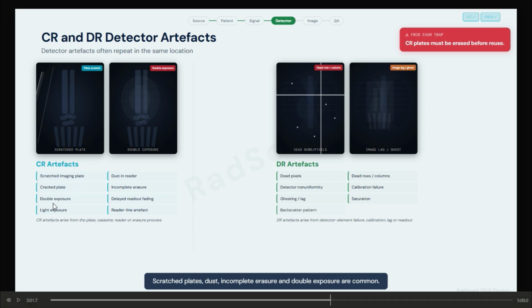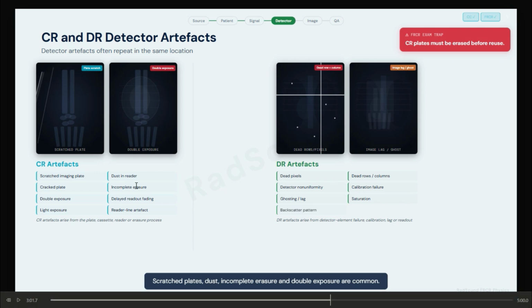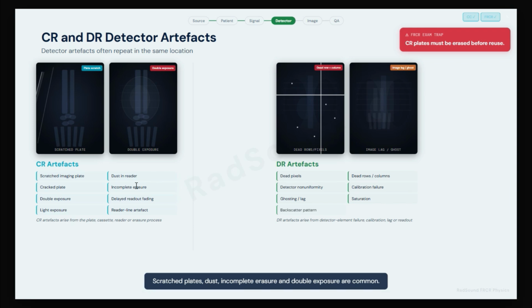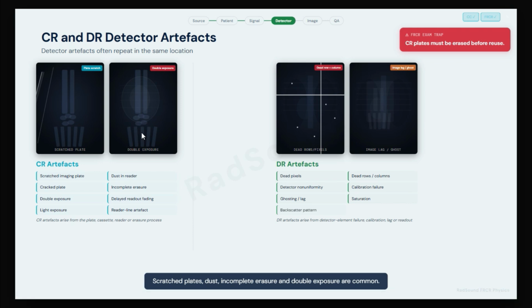Sometimes a cracked plate, double exposure, light exposure, or delayed readout can lead to fading, or the image might fade away because of delayed readout, incomplete erasure of the image, or exposure to white light. After the readout, if you didn't properly erase the image, there would be a ghost image. An example of double exposure is one part of the body and another part, a double image on the same plate. This has no diagnostic value actually. We have to repeat the exposure.